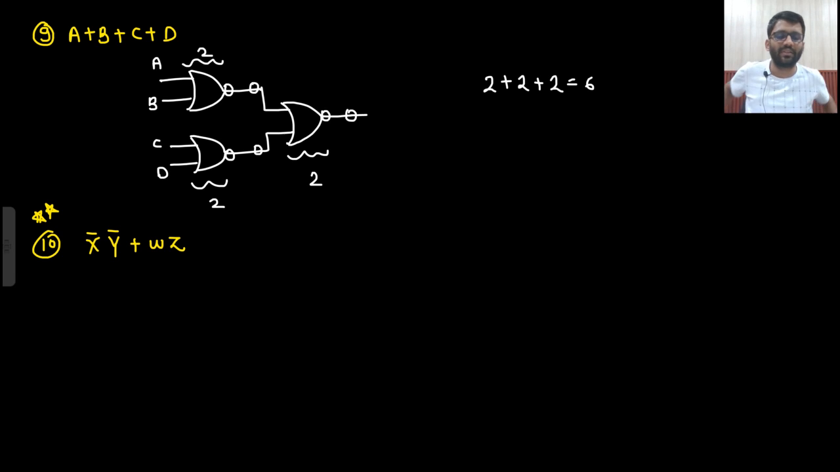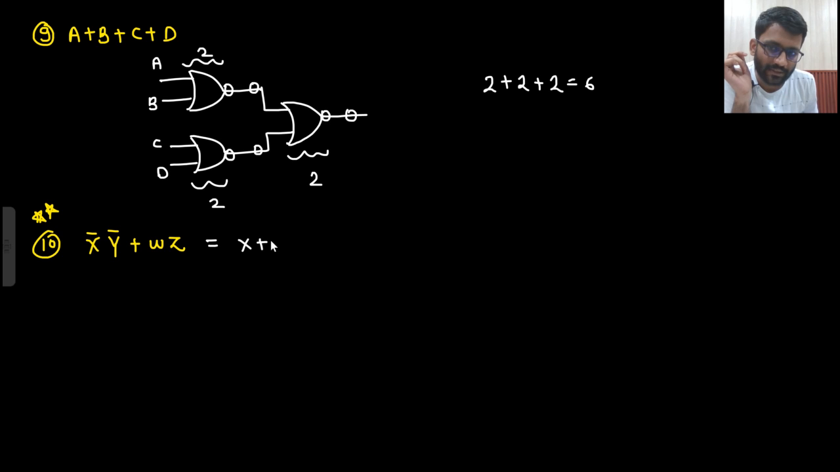Now see this one. This is also very, very interesting. First question, this is the form I want? No. Can you do anything about it? Yes. X bar, Y bar plus WZ. This question can also come in the examination. That's why I have put a star mark there. This kind of question can also come. So this is not the form I want.